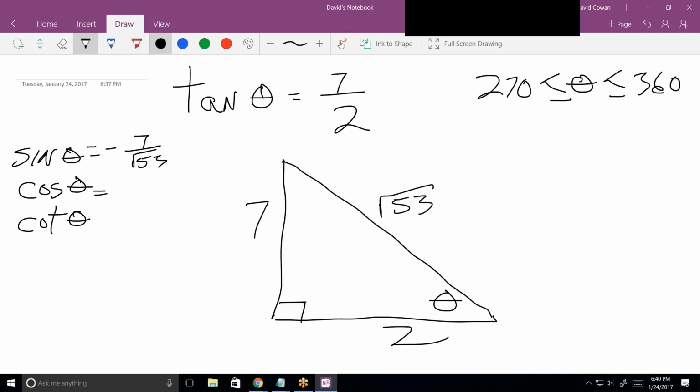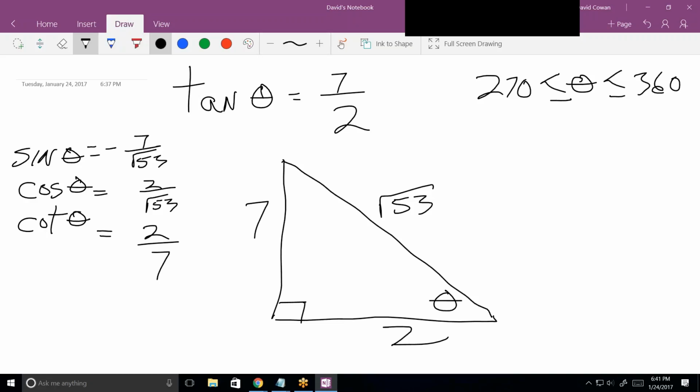What's cosine of theta? 2 over root 53. And what is its plus or minus sign? Positive. And what's cotangent of theta? 2 sevenths. What's its plus or minus sign? Negative.